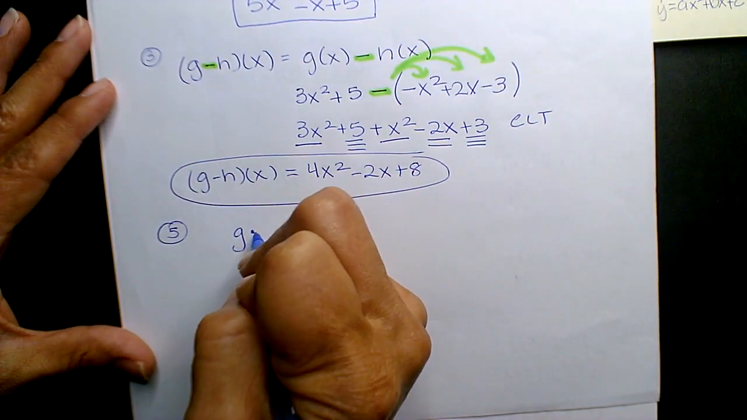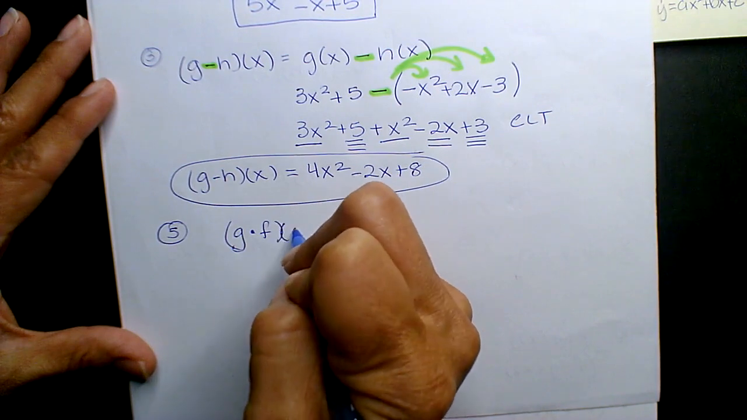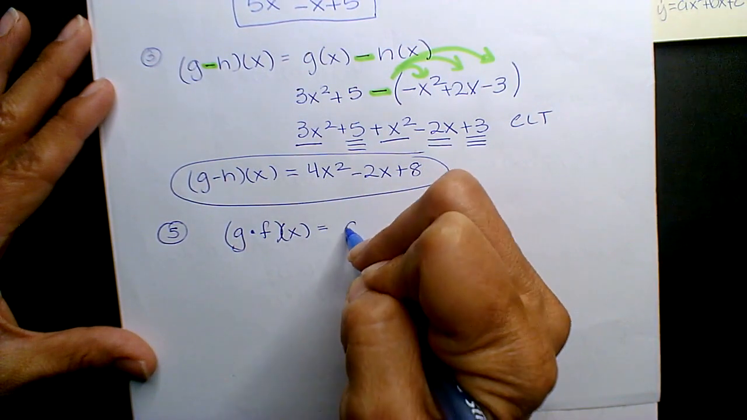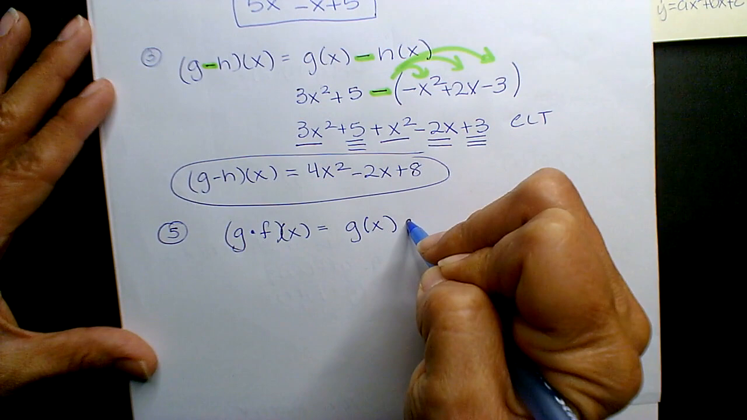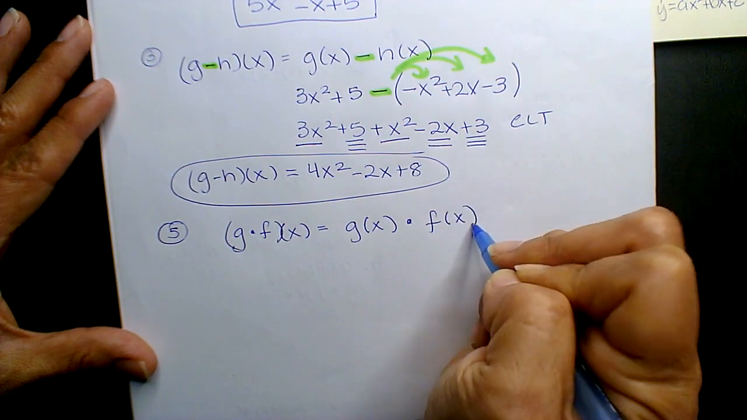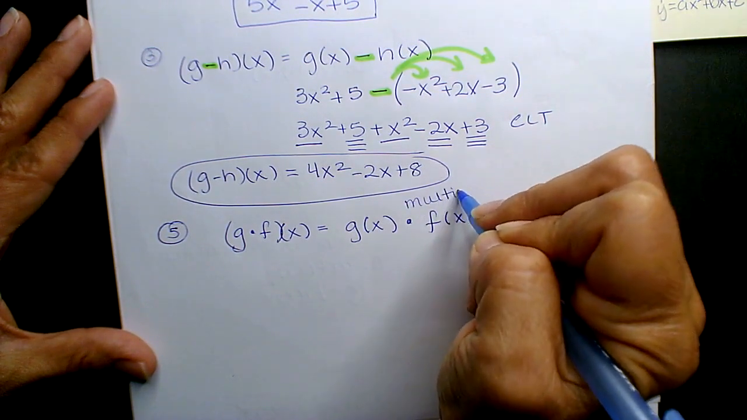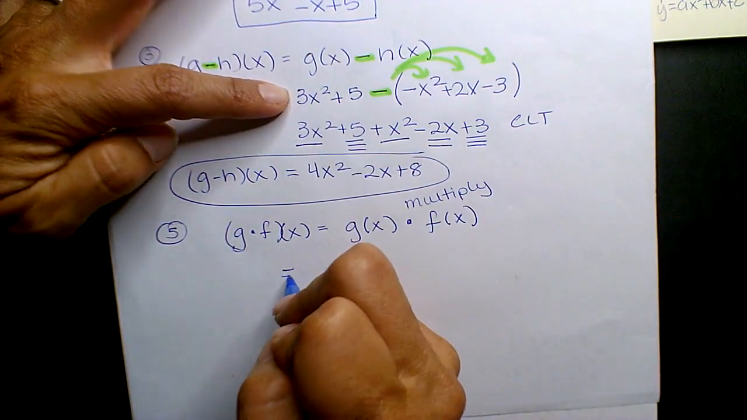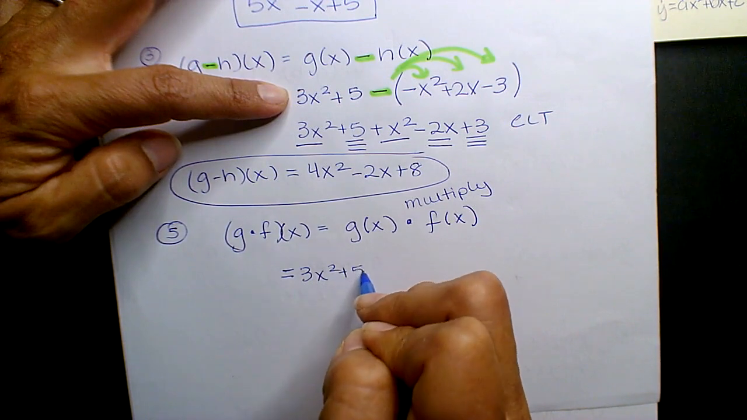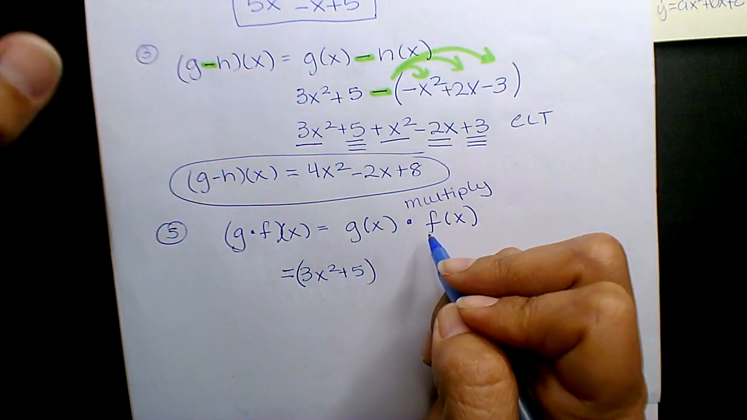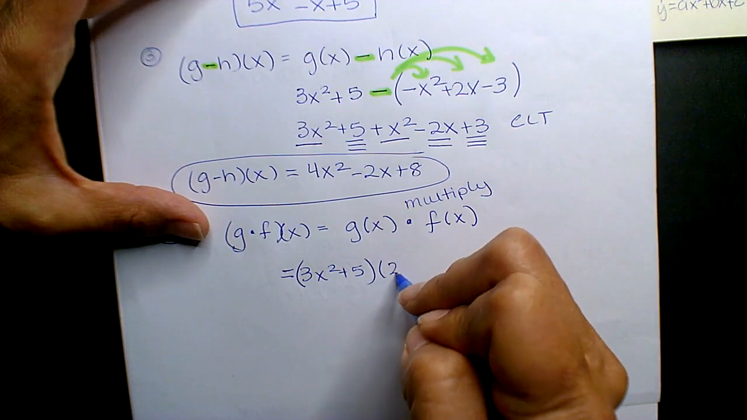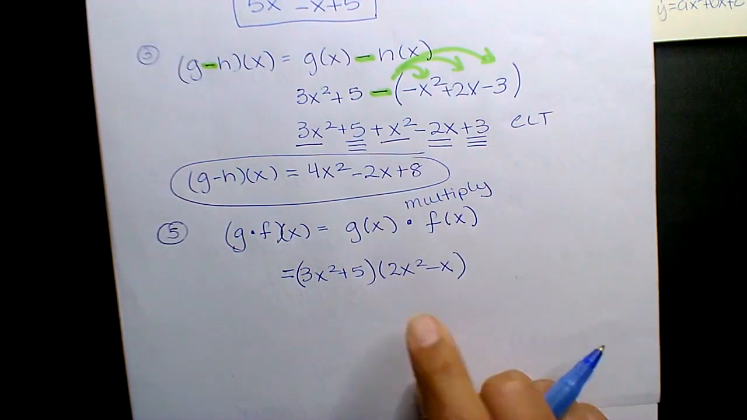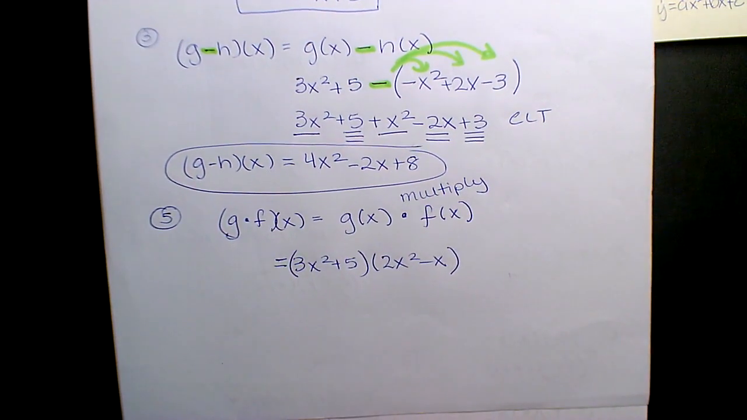So g times f of x. This is the same as g of x times f of x. So we're multiplying here. Right? Okay, so g of x is 3x squared plus 5. F of x is up here: 2x squared minus x. And so now you're going to FOIL, expand, repetitive distribute.